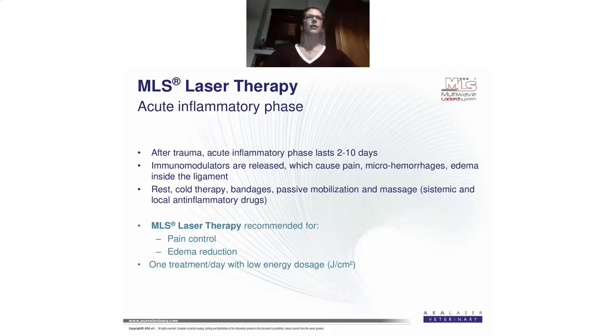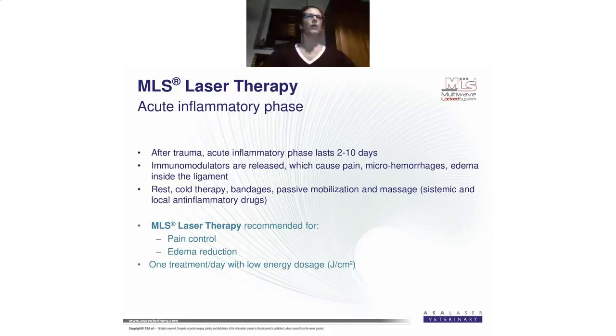So we will talk first of all of the acute inflammation phase. This after trauma lasts 2 to 10 days. So we have immunomodulators, pain, microhemorrhage, edema inside the ligament. We can use cold therapy, rest, bandages, and so on, also systemic anti-inflammatory drugs. But first of all, in the acute inflammatory phase, we need to have the control of pain and the edema reduction.